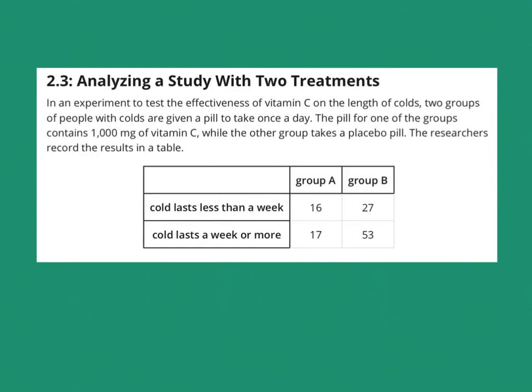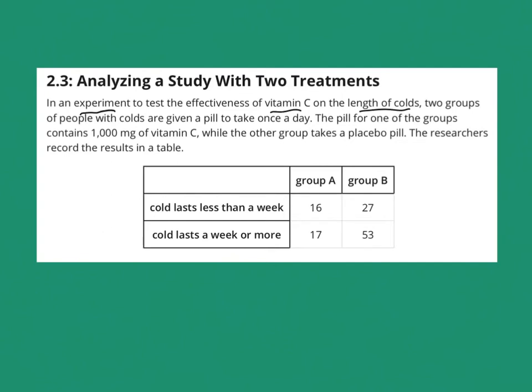The back end here, analyzing a study with 2 treatments, right? In an experiment to test the effectiveness of vitamin C. Isn't this interesting? We're talking about vaccines right now and things like that, and what does and does not work. You have to do a controlled experiment to decide if we can have some sort of causation, connection, to test the effectiveness of vitamin C on the length of colds. The old age argument.